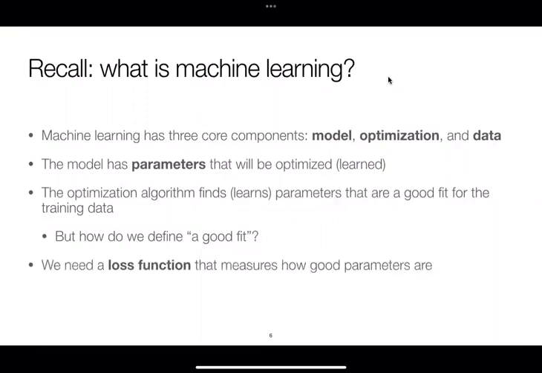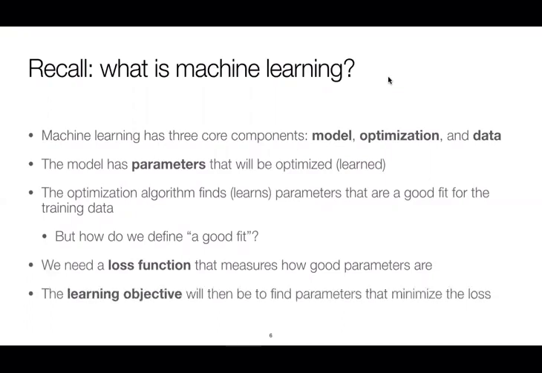So what we need specifically is what we call a loss function, which measures how good, or maybe I should say how bad, parameters actually are. Basically, this is a function that takes in parameters and gives you a single value. The higher that value, which means the higher your loss, the worse those parameters are. So what we're going to be trying to do is minimize that loss function. We're looking for parameters that minimize that loss. That's our learning objective, and that's how we define this whole machine learning problem.